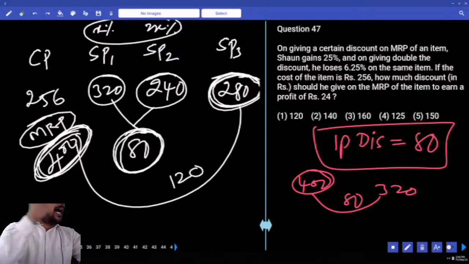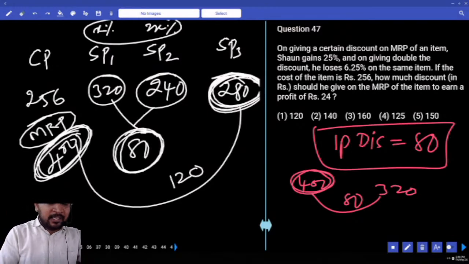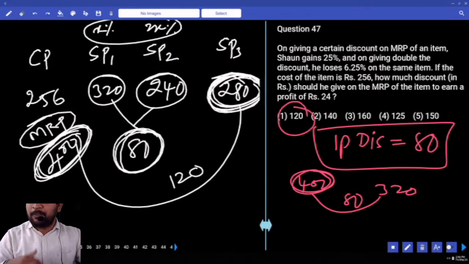So if MRP is 400 rupees, finally we need to sell the article at 280 rupees, na. Cost price is 256 rupees. We need 24 rupees profit. 280 rupees selling price, na. Market price is 400. Selling price is 280. Then how much discount you have to give? 120 rupees. Your answer is 120.